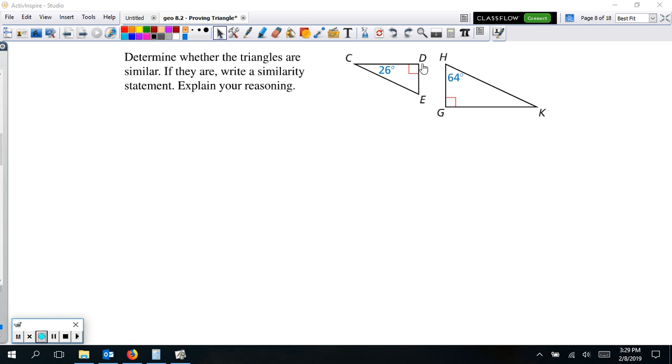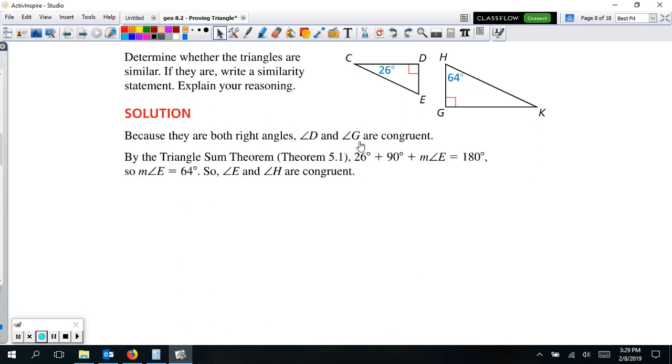So what we could use is the triangle sum theorem on one of these triangles. It doesn't matter which one. They're going to do it for this smaller one. So that's the first thing they're going to say is D is congruent to G. And now we can use the triangle sum theorem where we add them all up and set it equal to 180. So we say 26 plus 90 plus the angle E of this smaller one equals 180.